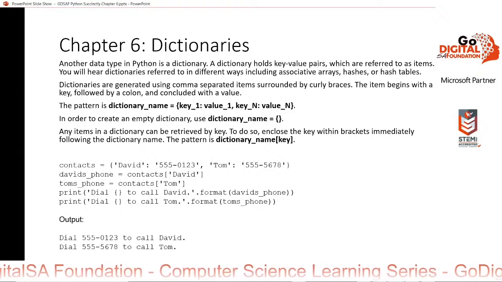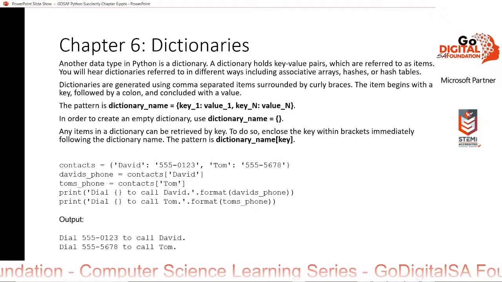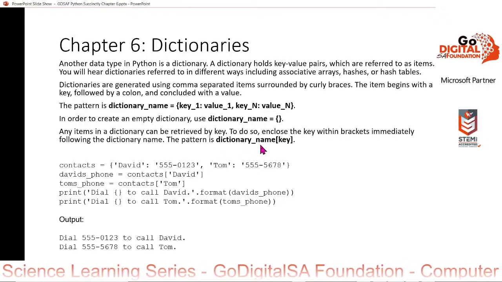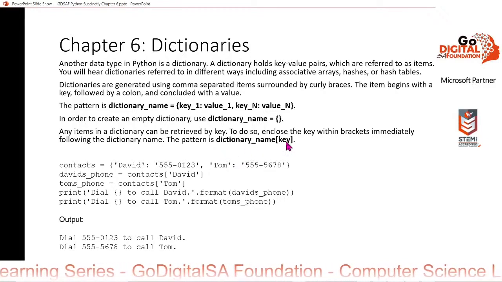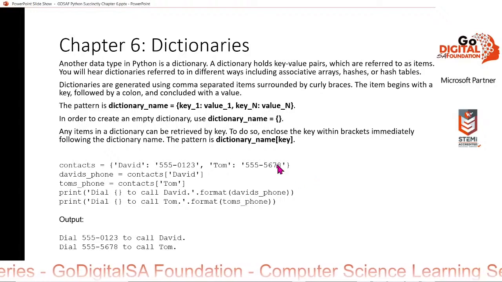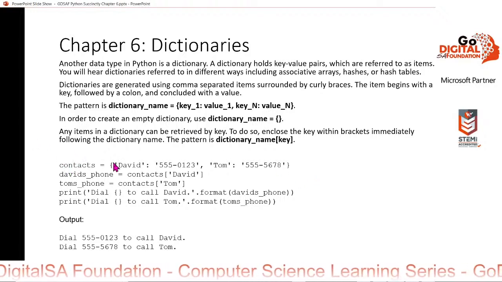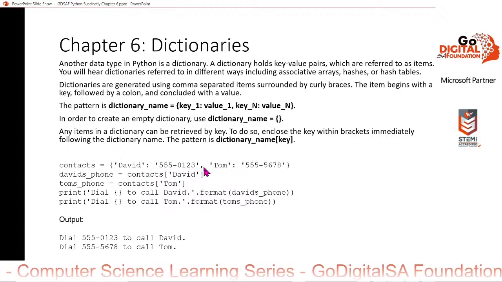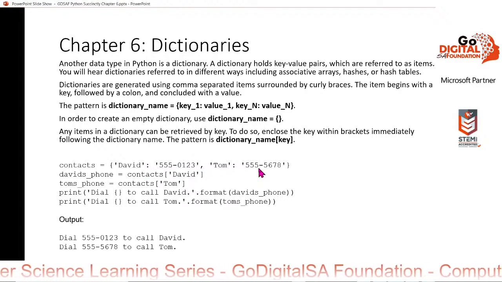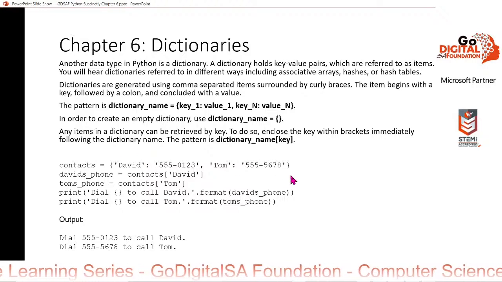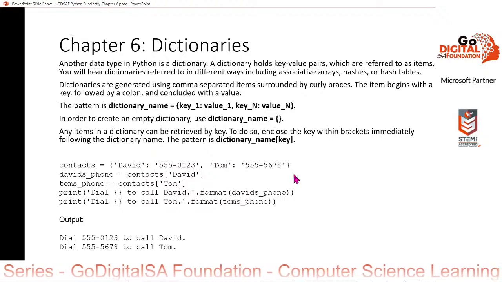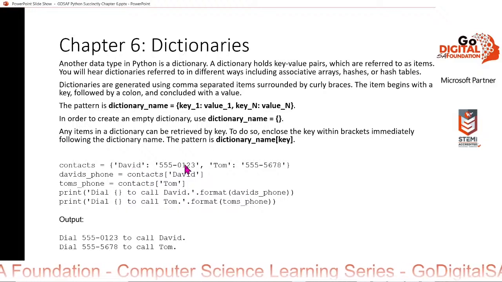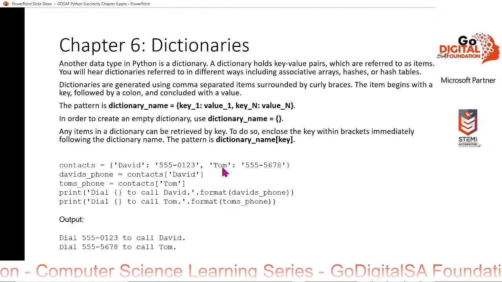To do so, enclose the key within brackets immediately following the dictionary name. The pattern is dictionary name and then square brackets with a key. So if we have contacts equals, and we've got curly braces, David, colon, and this phone number, comma, Tom, colon, and this phone number. So this is now a dictionary, and it's got two items.